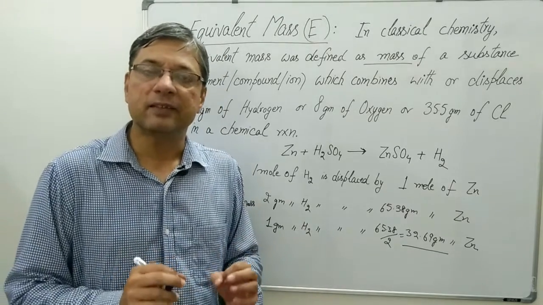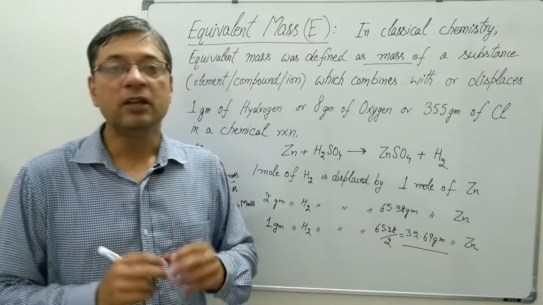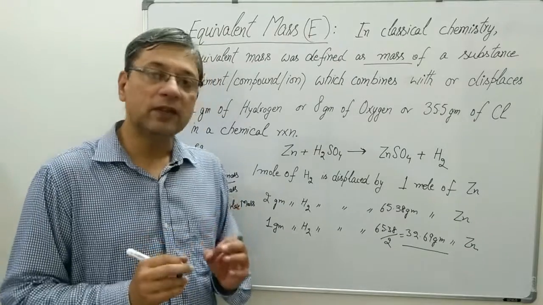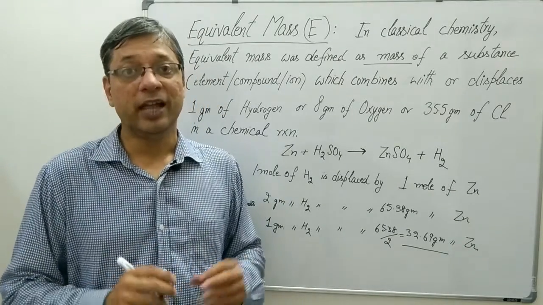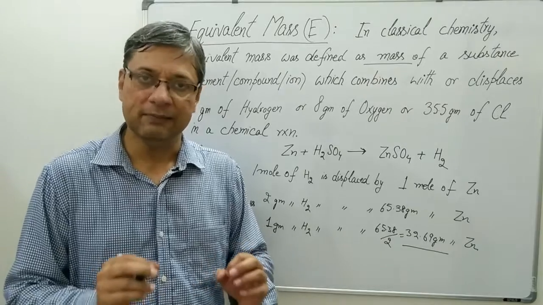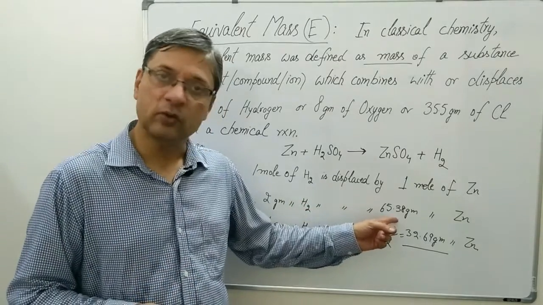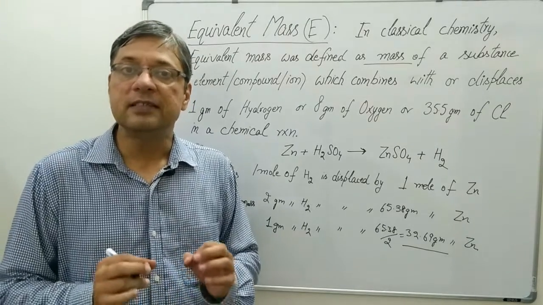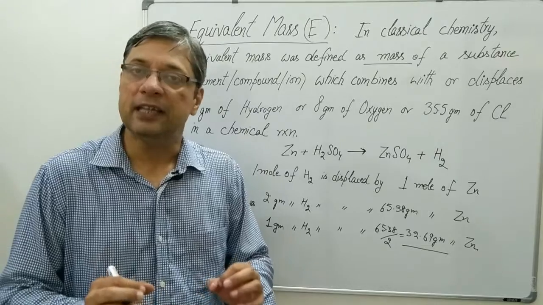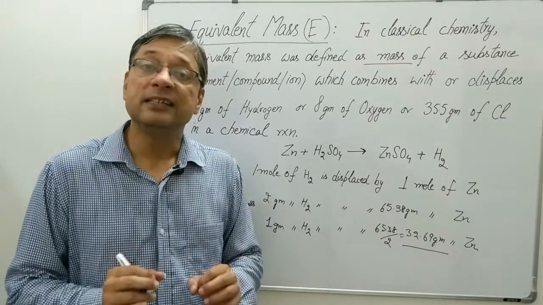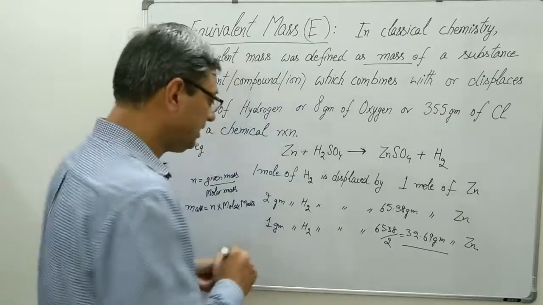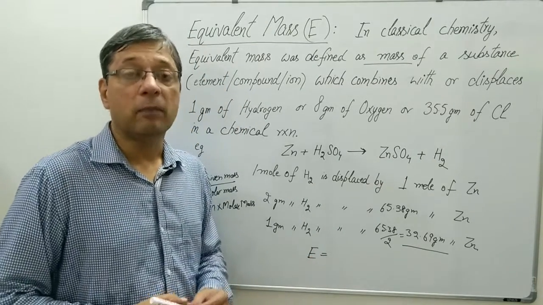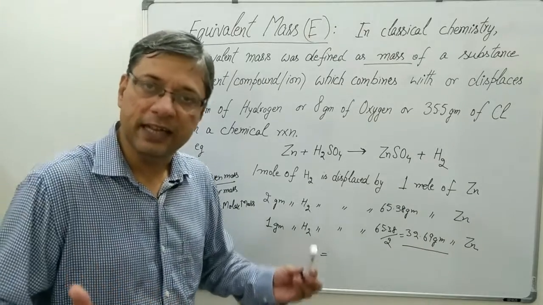A mathematical expression has also been derived to calculate equivalent mass in case of atoms. So, equivalent mass is equal to atomic mass of the element, here it is zinc, divided by the valency of zinc or any element. 2 is the valency of zinc. So, E is equal to atomic mass of an element upon valency of that element.